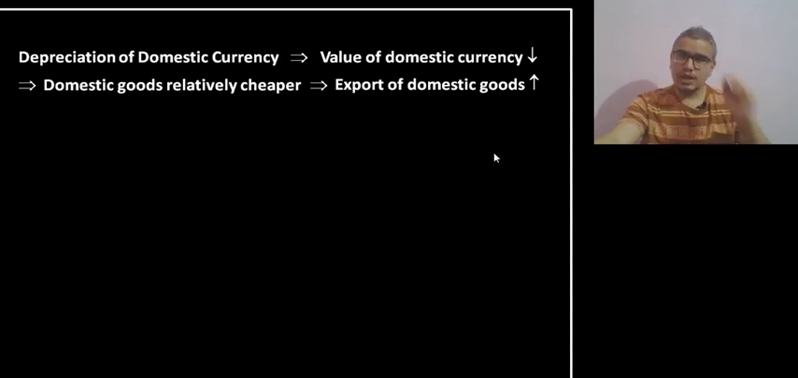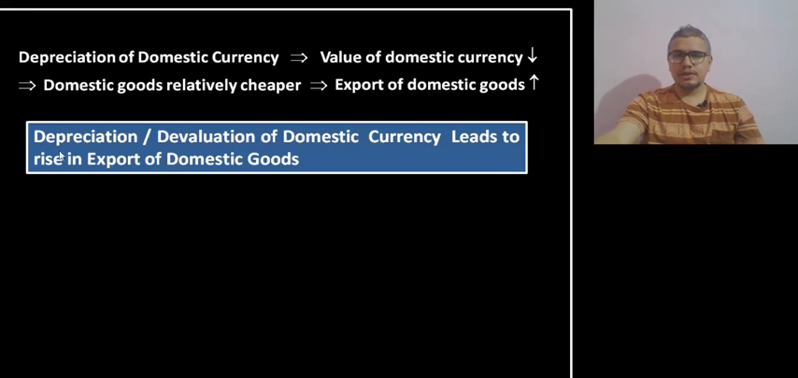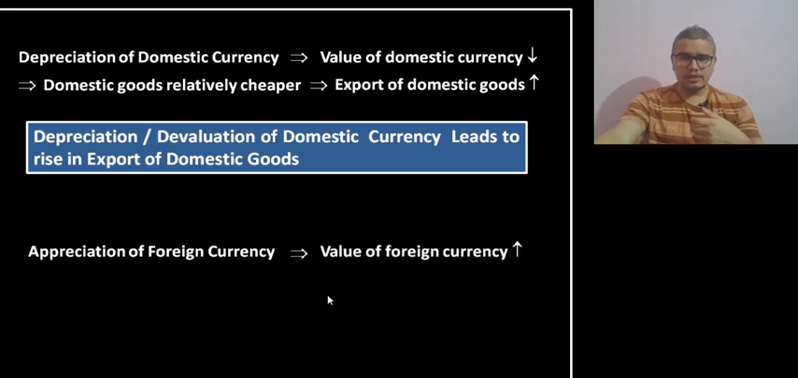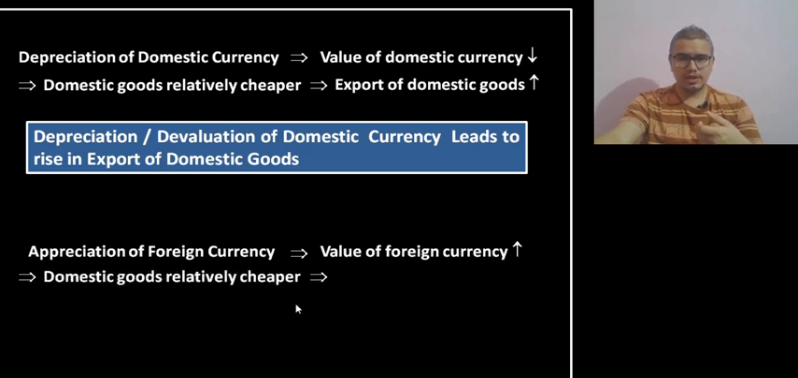So we can draw a conclusion that whenever there is depreciation or devaluation of domestic currency, it will lead to a rise in export of domestic goods. Now the same relation can be obtained in another way in terms of foreign currency. When there is depreciation of domestic currency, it means there will be appreciation or revaluation of foreign currency. Whenever there is appreciation of foreign currency, the value of foreign currency will rise. It means that domestic goods will become relatively cheaper for the foreigners, and when they become relatively cheaper, the export of domestic goods will rise.